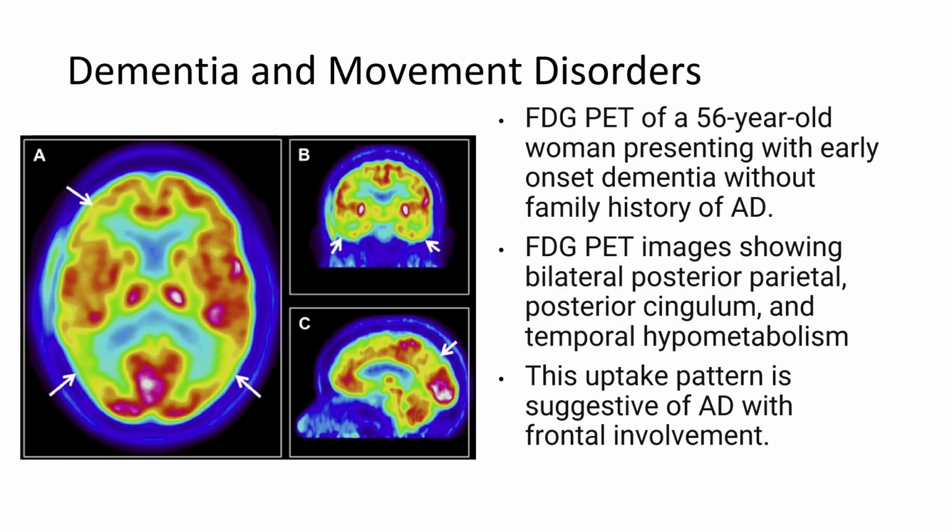Now, dementia and movement disorders, we will talk about at a later date when we talk about the other radionuclides. But FDG is used in dementia and movement disorders. This is an example of an FDG of a 56-year-old woman presenting with early onset dementia without family history of Alzheimer's disease. Images show bilateral posterior parietal, posterior cingulum, and temporal hypometabolism. And this pattern is suggestive of Alzheimer's disease with frontal lobe involvement.